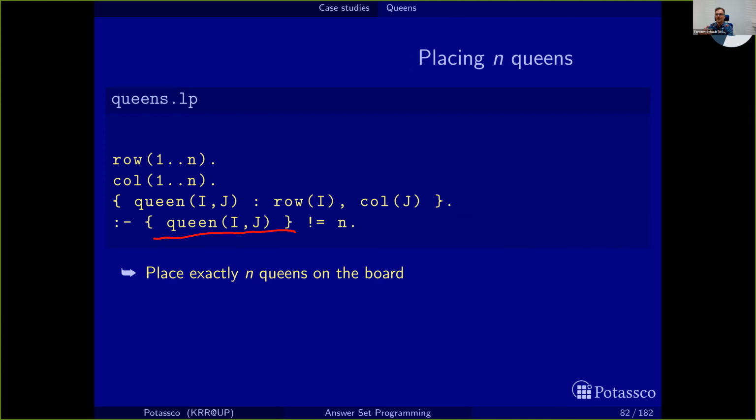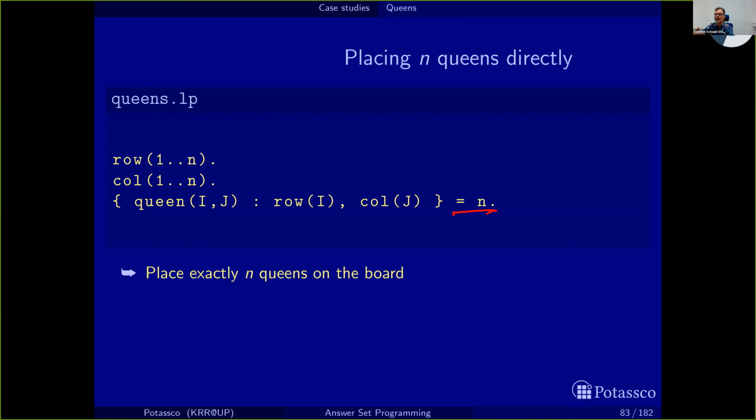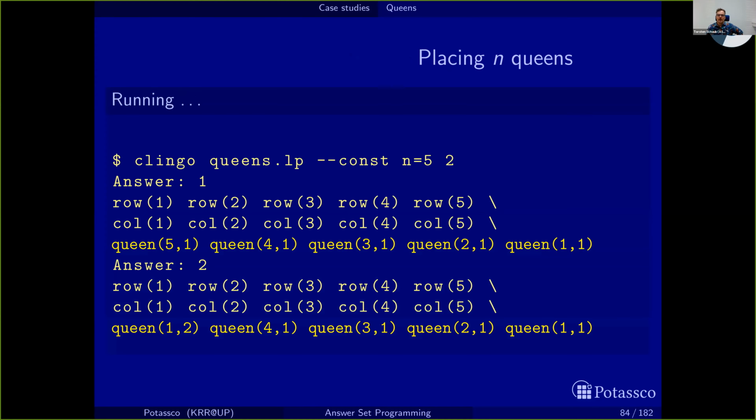Here I just added something, and this had meant that I changed the program. That's actually why I put this other one first. But this is normally the way you do it. So it says place exactly n queens on the board. And now again, we are looking at five queen problems. I just want 2 now, and here you now see exactly 5 queens on the board.